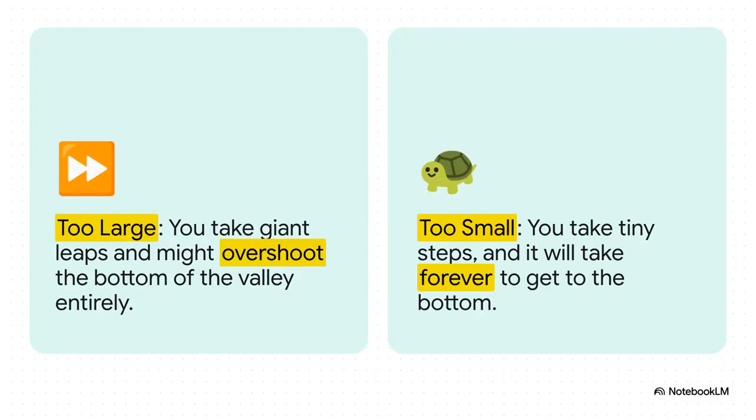Now, a crucial part of this is deciding how big those downhill steps should be. We call this the learning rate, and it's a bit of a balancing act. As you can see, if your steps are too big, you might take this giant leap and just sail right over the bottom of the valley, ending up on the other side even higher up. But if your steps are too small, you're just shuffling your feet, and it's going to take you forever to get to your goal. So finding that Goldilocks, just right learning rate is a huge part of training a network efficiently.